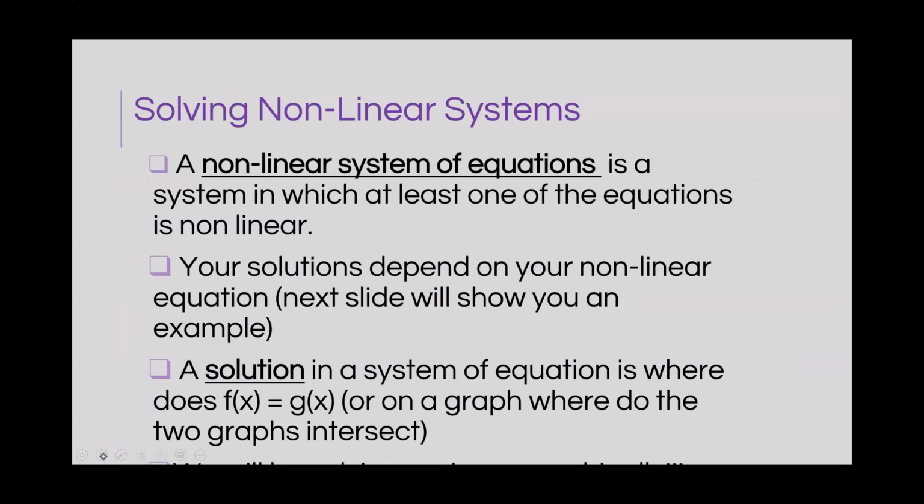All right, so solving nonlinear systems. A nonlinear system of equations is a system in which at least one of the equations is nonlinear. So that means one can be a quadratic and one can be a linear, and it's still a nonlinear system. Your solutions depend on your nonlinear equation. If you have a linear and a quadratic, how many solutions you could have depends on the quadratic. You'll hear a lot, and actually on the EOC it asks you, where does f of x equal g of x? That just means on a graph, where do these two graphs intersect?